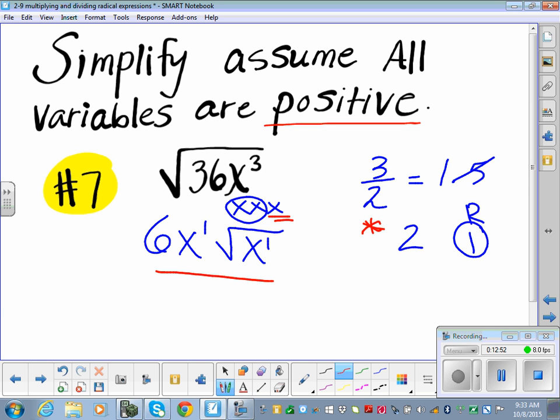Oh, yeah, good question. So we do 3 divided by 2 because it's a square root. So we take our 3 and divide by 2. No, that's a great question. Yeah. Any others? Thank you for asking.